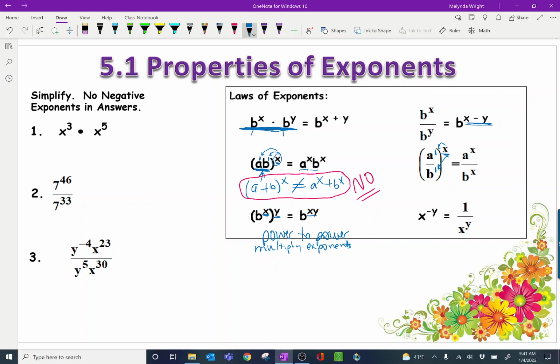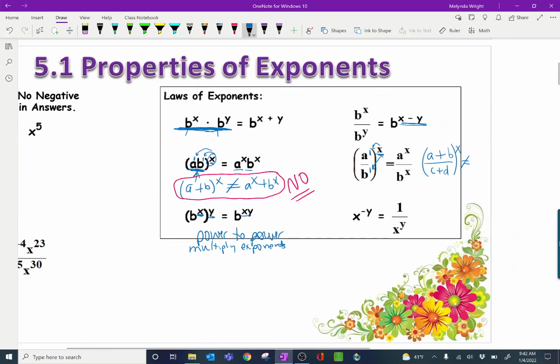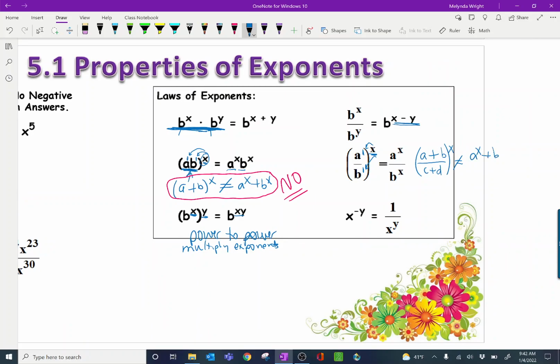Likewise with this, if this had been a plus b over, say, c plus d all to the x, that would not be the same as a to the x plus b to the x over c to the x plus d to the x. That is not something we can do. So what ruins all of our fun? The adding and subtracting. This stuff right here makes it to where we cannot do those kinds of things. That is another big no.